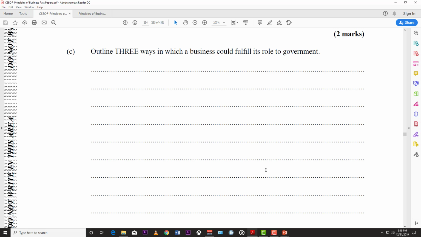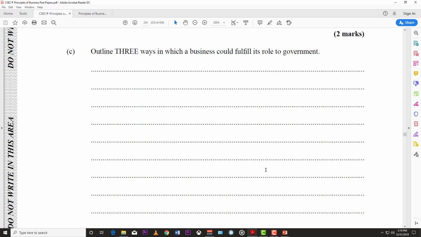And for this one, you don't really need any textbook answers. They're common sense answers. For example, the first one I would give you is, of course, you should pay your taxes. As a business, you should pay your taxes. So paying your taxes on time and the right amount is one way in which a business could fulfill its role to the government. You pay the government the taxes and everything's good. That's one.